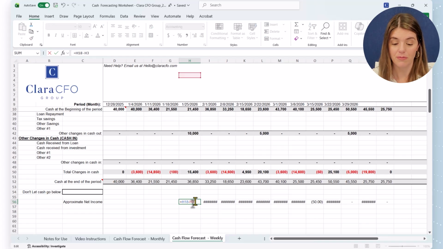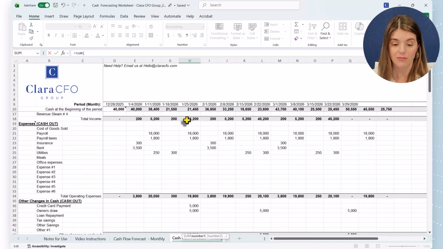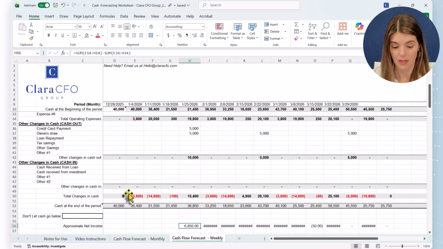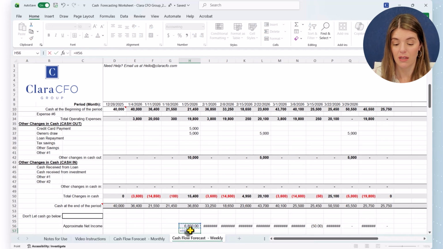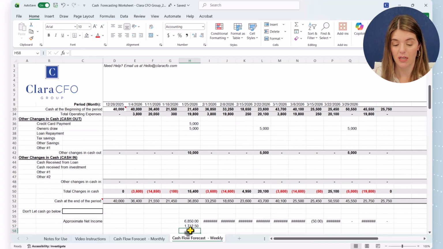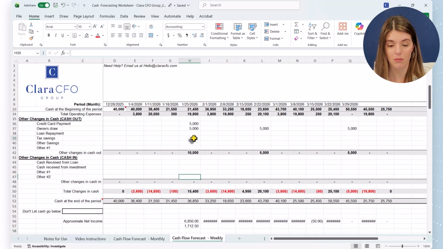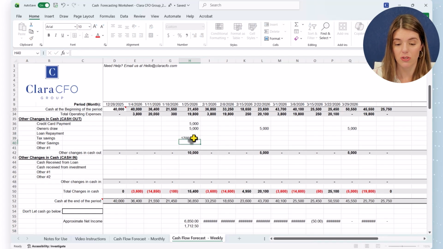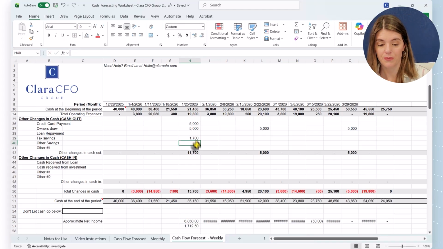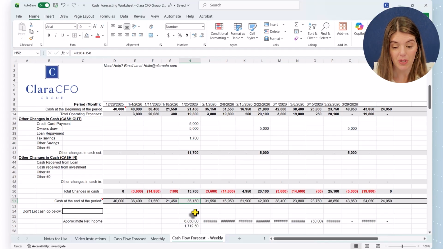I'm going to do this here. Equals sum total income minus sum of our expenses, equals, and then I'm going to take this times 25% as our tax savings. So I'm going to go ahead and put $1,700 into tax savings. And then that would show what the cash would be at the end of the period.